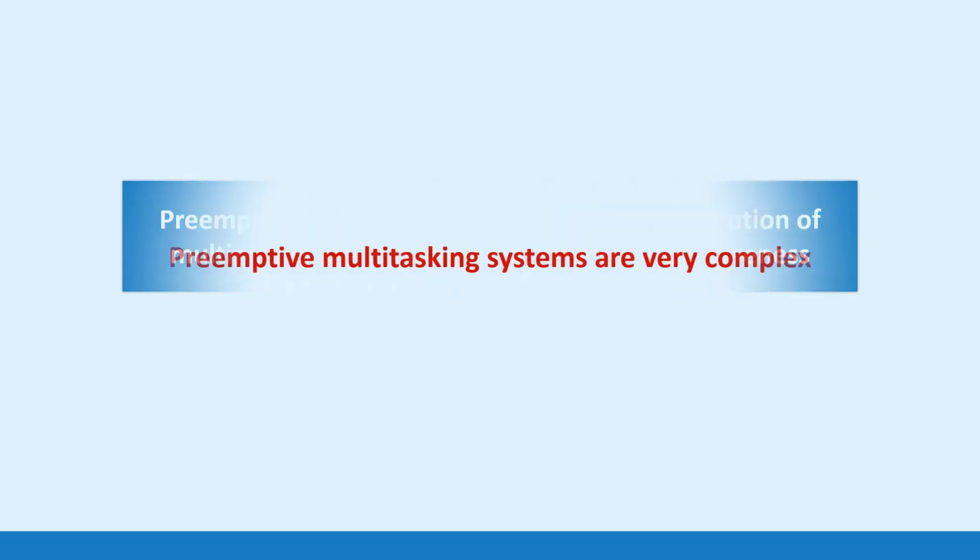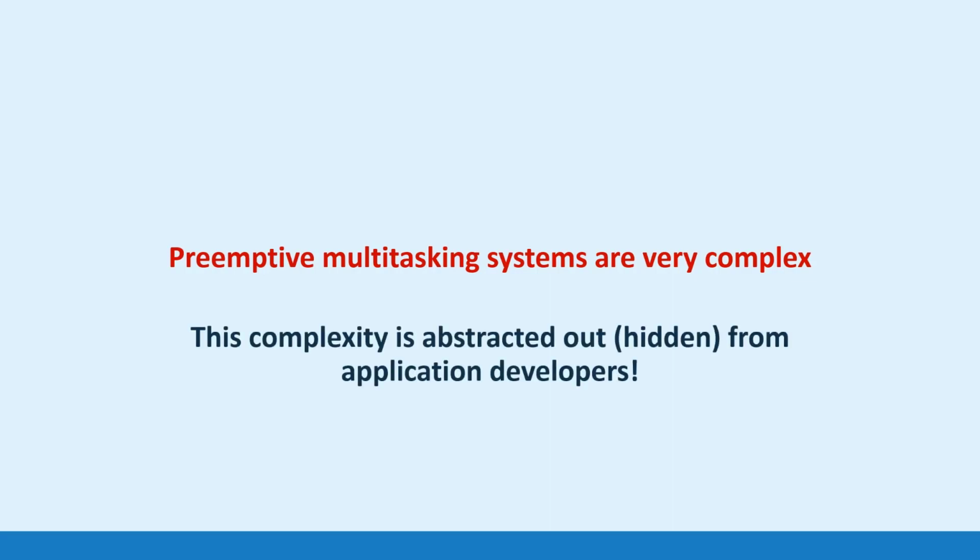The downside of preemptive multitasking systems is that they are very complex and very difficult to implement. It is this ability to schedule different tasks on the CPU and switch between them whenever the operating system decides appropriate that makes it really complex. But the good news is that this complexity is largely abstracted away from us, from application developers, by operating systems. Therefore, in most cases, if you don't work on operating systems themselves, then you don't need to deal with this complexity at all.